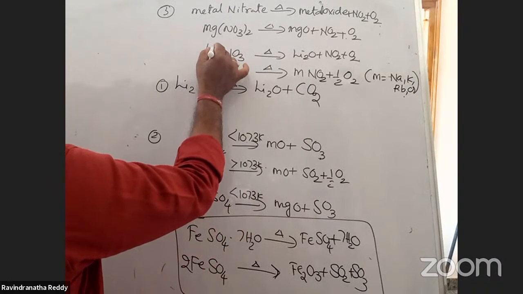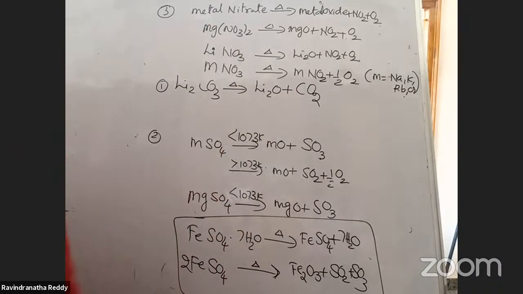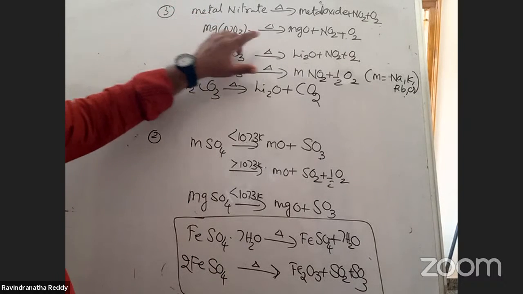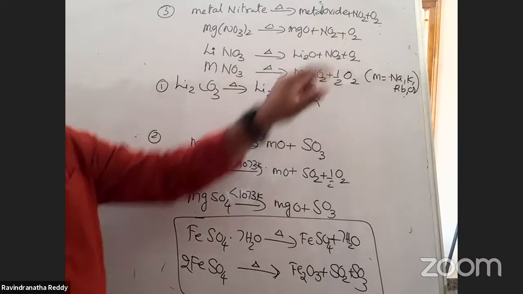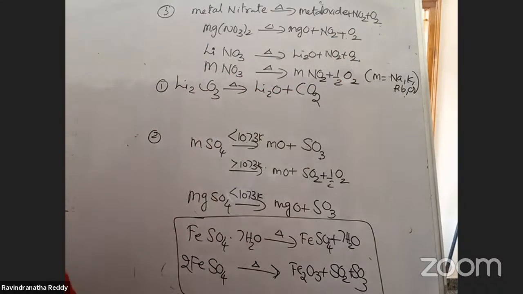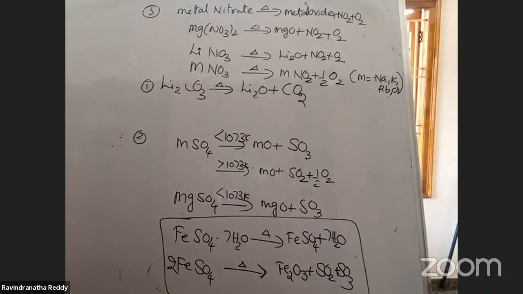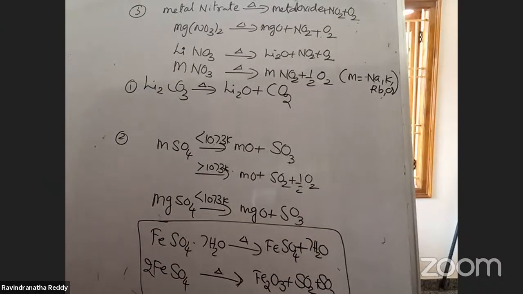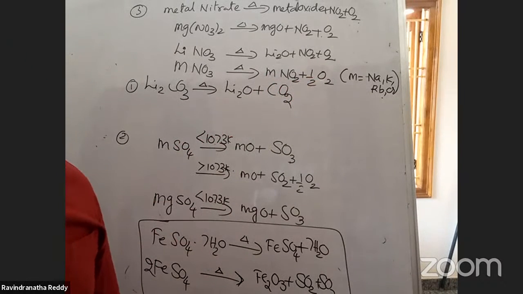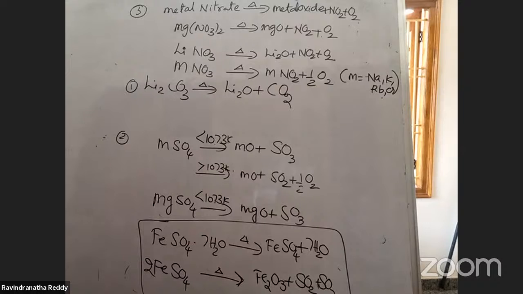Lithium has a diagonal relationship with magnesium. That's why heating of lithium nitrate and magnesium nitrate gives the same type of products. But the other 1A group nitrates, except lithium, meaning sodium, potassium, rubidium nitrates, on heating give metal nitrite and oxygen.